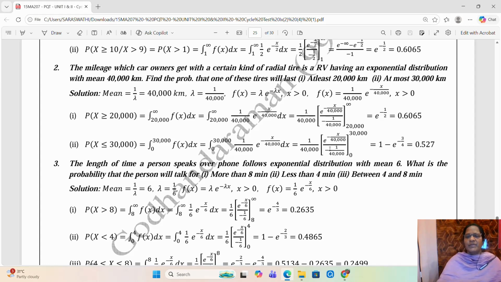Now after we multiply by minus inside, we get 1 minus e power minus 30,000 by 40,000, which is 1 minus e to the power minus 3 by 4. The calculation of this is 0.527.